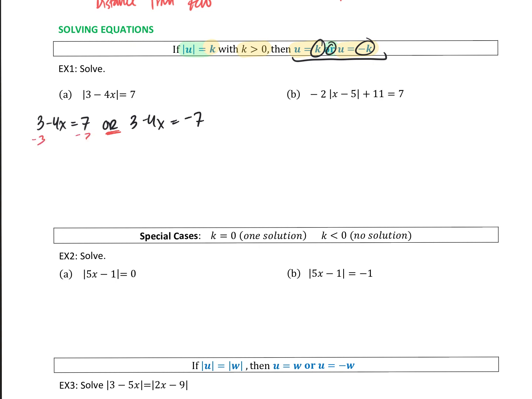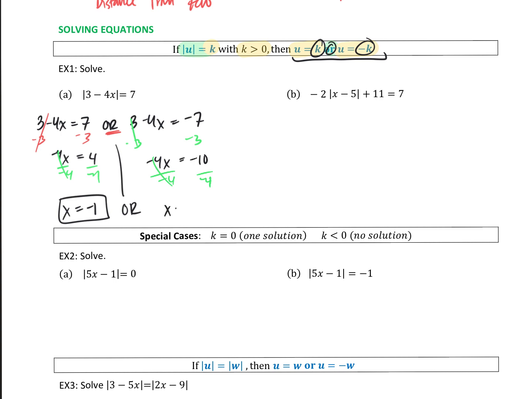So let's see, I'll minus 3 from both sides. Negative 4x equals 4. Dividing both sides by negative 4, we get that x equals negative 1. Now, for my next solution, same type of problem solving, minus 3 from both sides, except this time it's going to be negative 10, and then dividing by negative 4. We can simplify the negative 10 and the negative 4, and we get x equals 5 over 2. And we're done. So let's take a look at the next one.